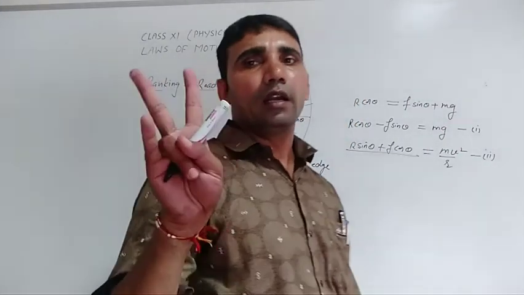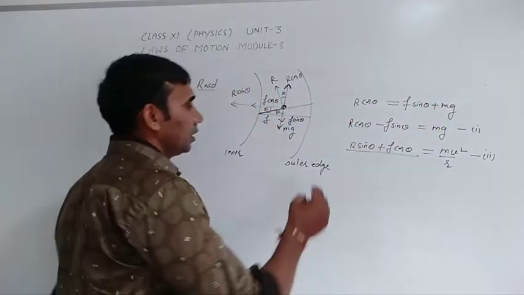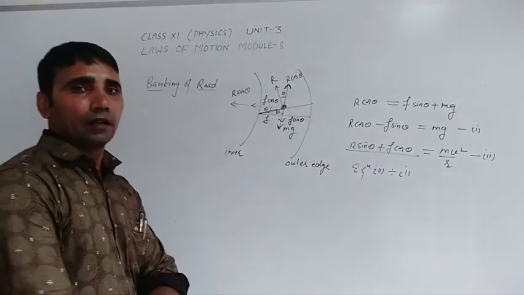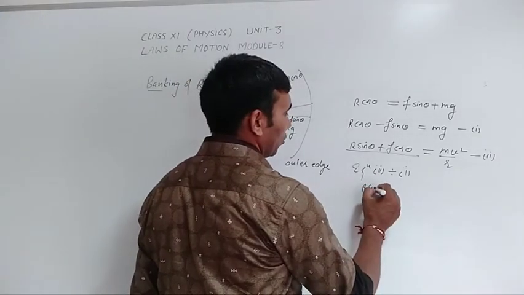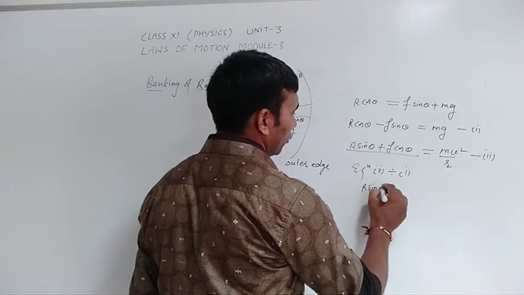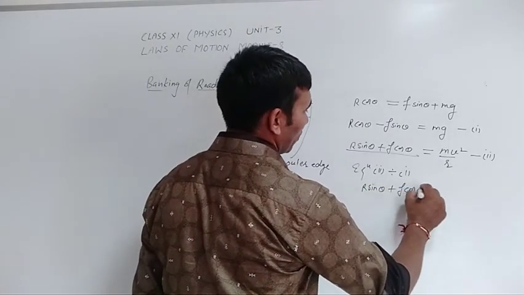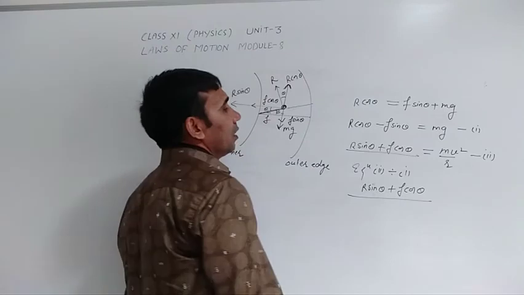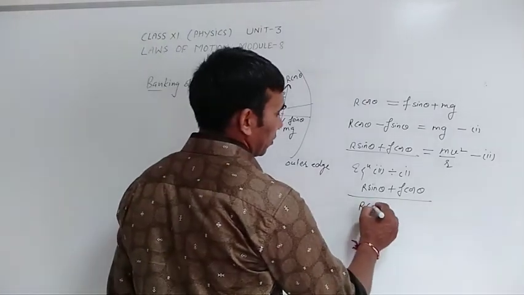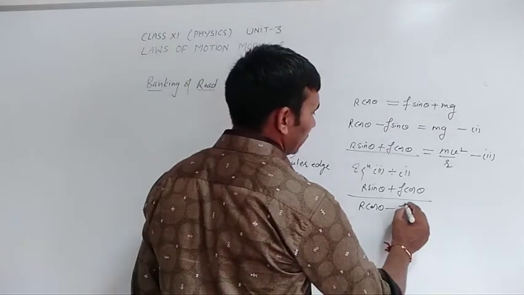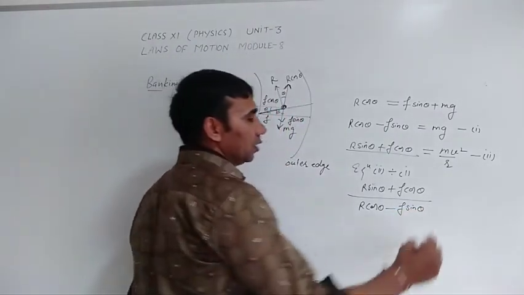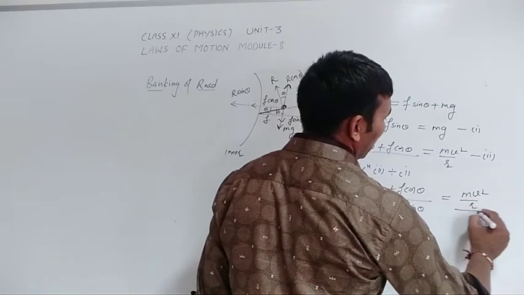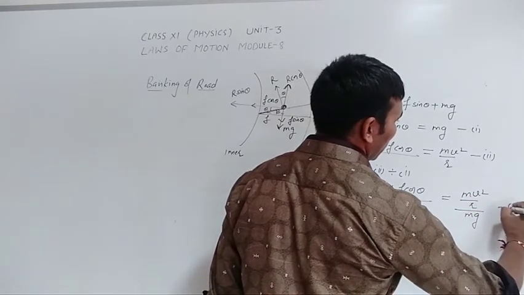Now equation second divided by equation first, we get R sin theta plus F cos theta divided by R cos theta minus F sin theta, that is equal to mv square divided by r divided by m into g. This is equation number 3.